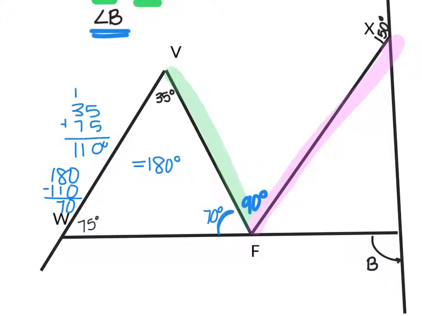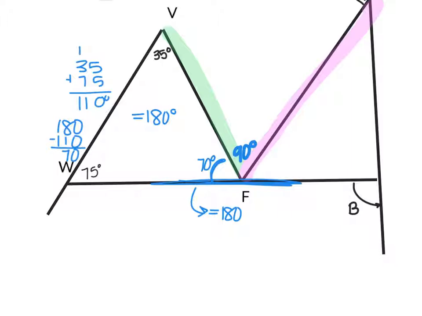I know a whole entire line, a straight line, also equals 180, but I have 90 and 70 of that. So I'm going to have 90 plus 70, that is going to be 160, and so then I'm going to do 180 because I know that's the total, and I know 160 of it. I'll do 180 minus 160 to give me 20. So I'm going to put a 20 right here.